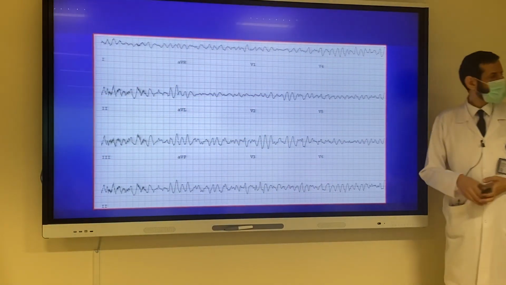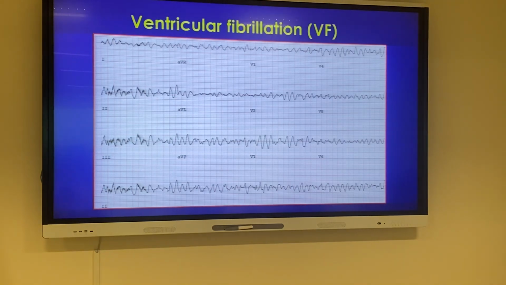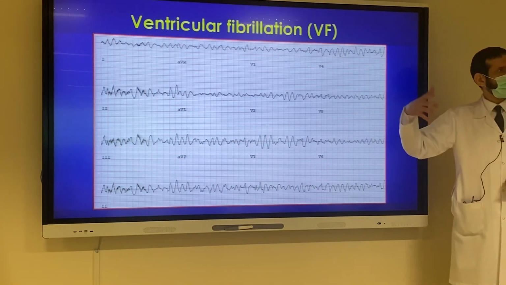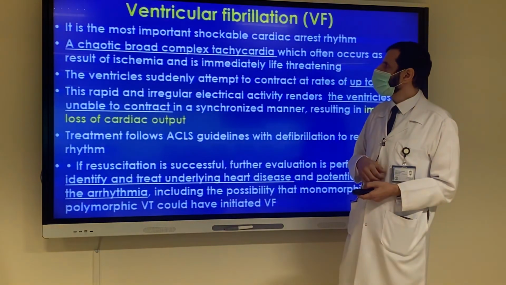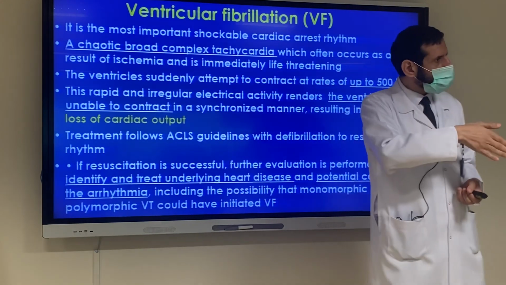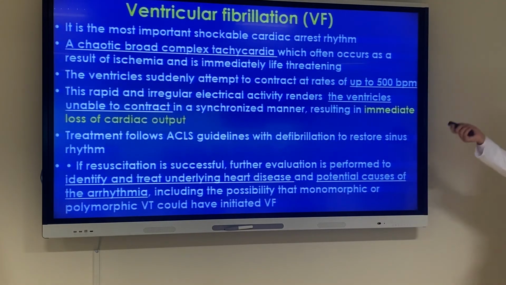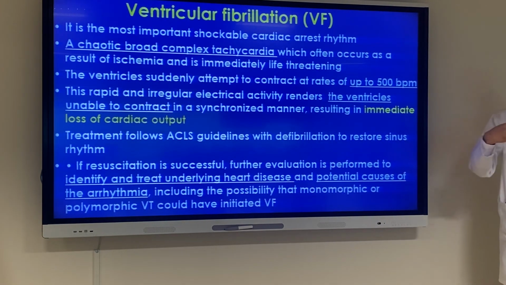How about this one? Ventricular fibrillation. Chaotic, disorganized, there is no clear P wave, no clear QRS complexes. It is called a shockable rhythm because if you shock the patient, you can convert him to normal. So it's very important to recognize it. It impairs the cardiac output, so you really have to manage immediately. And after managing, you look to the underlying cardiac disease. Why did they have the ventricular fibrillation? Most of the time, they will end up needing a defibrillator.